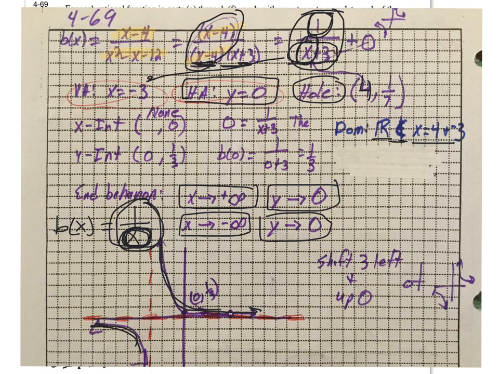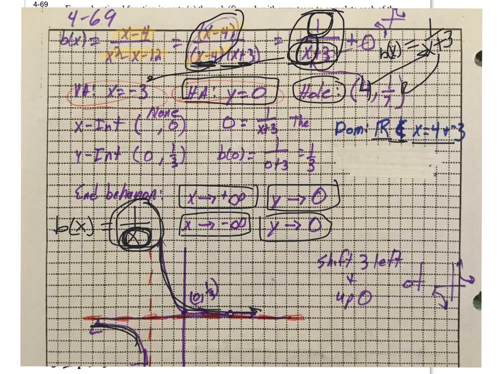Well, in order to find the corresponding y value, I need to take 4 and plug it into that simplified equation. So if b of x is equal to 1 over x plus 3, and if I plug 4 in there, I get an output of 1/7. So I have a hole at (4, 1/7).